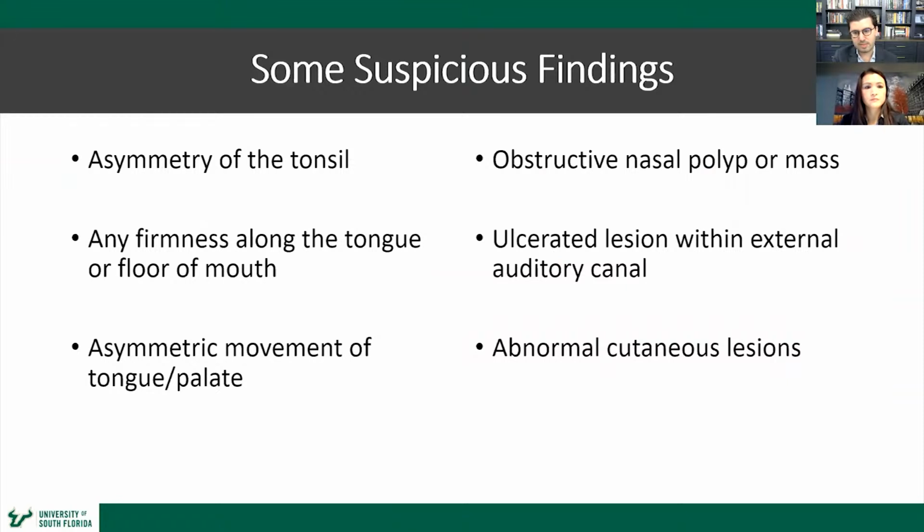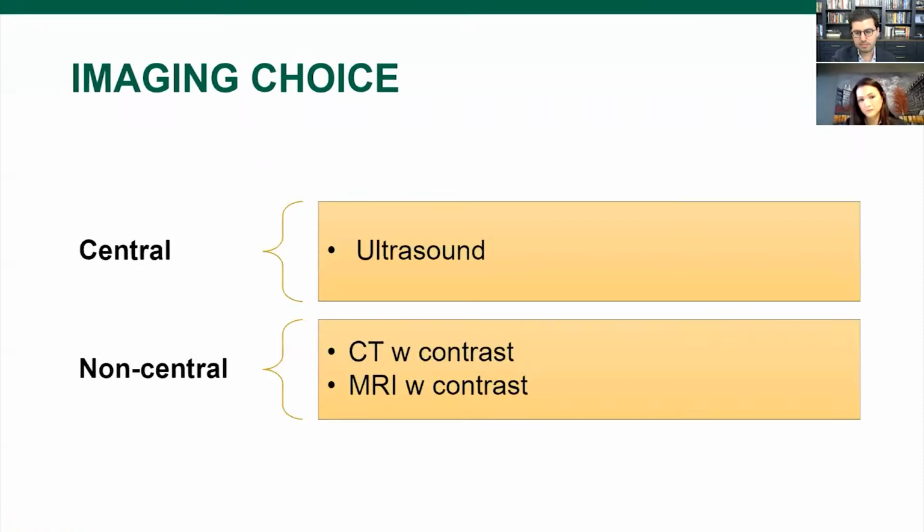And you want to think about some suspicious findings, things that maybe aren't as obvious as that picture I showed before: the asymmetry of the tonsil, firmness if you feel along the back of the tongue, any asymmetry of movement of the palate. If you've got obstructive masses or a unilateral effusion, these things really have to make you think of cancer. Imaging is important.